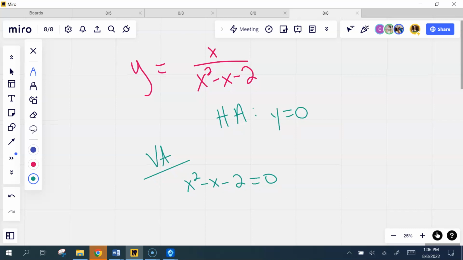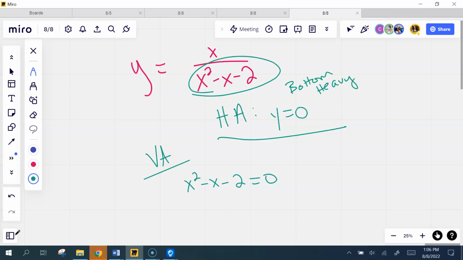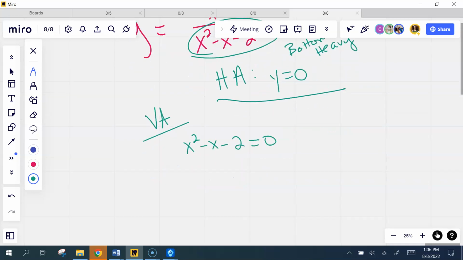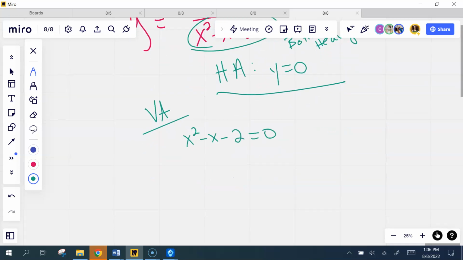So I'm looking at, horizontal asymptotes come from top heavy, bottom heavy, same. Right? So this was bottom heavy. Are y'all tracking with me? So for the vertical asymptote, I want to know, where does the bottom equal 0? Well, when does x squared minus x minus 2 equal 0? When x is 0? Oh, wait. Yeah, that would be negative 2.